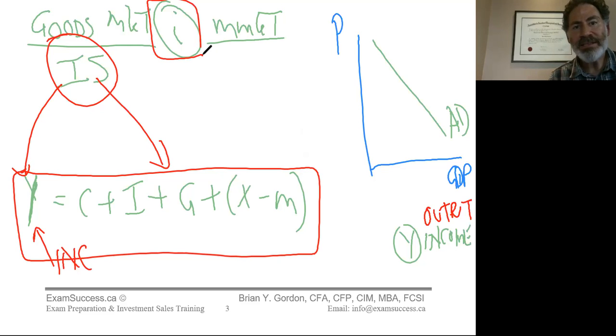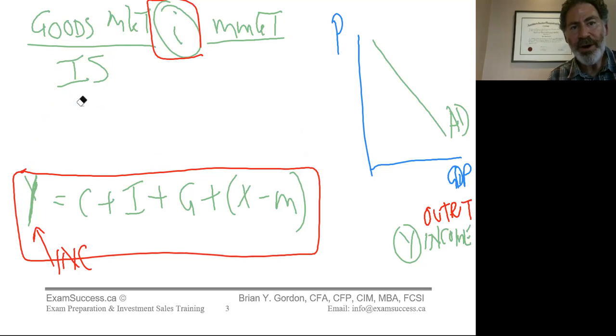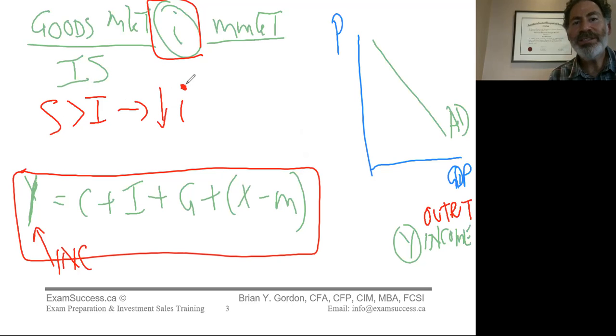Now this may be going too far, but I'm going to put it up here anyway. If savings is greater than investment, so if we have excess savings over investment, we need a mechanism that will bring us back to equilibrium. The mechanism that's going to bring us back to equilibrium is a decrease in the interest rate. You could say a decrease in the real interest rate if you want to be more technical, but just a decrease in interest rates. Why will this bring us back to equilibrium?